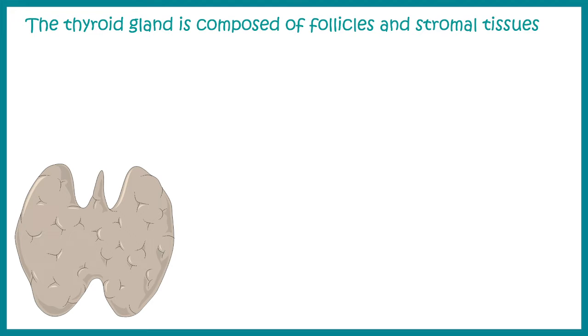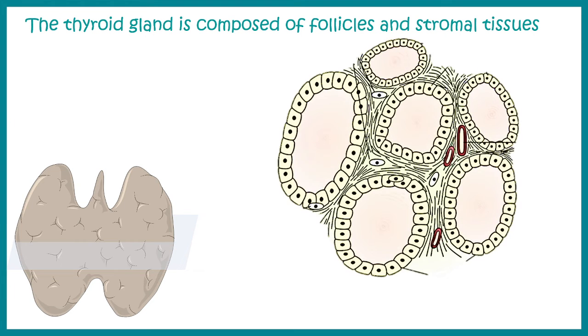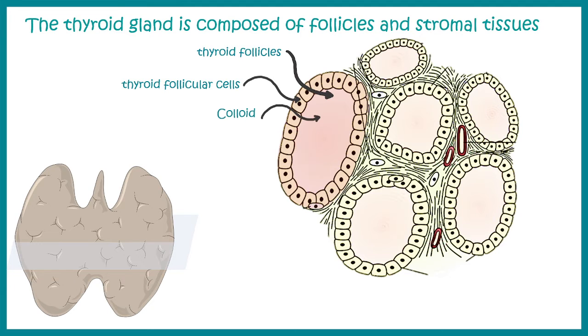In order to understand it in details, we need to cut a cross section of thyroid gland and then see what is inside. If we cut a cross section, it would somewhat look like this. Each of these circular structures are known as thyroid follicles, and inside the thyroid follicles there is colloid, and it is lined by thyroid follicular cells.